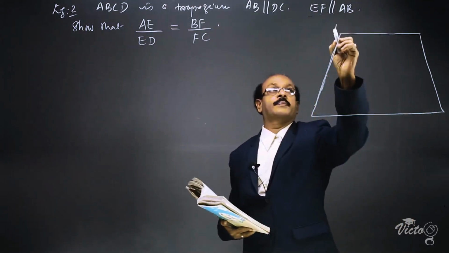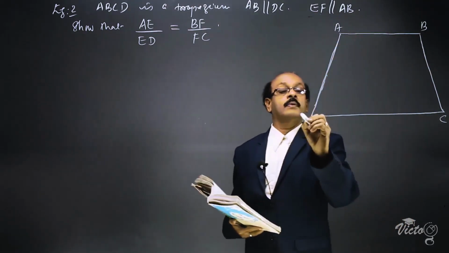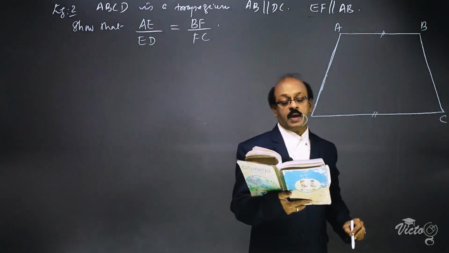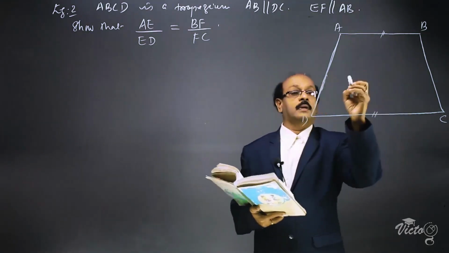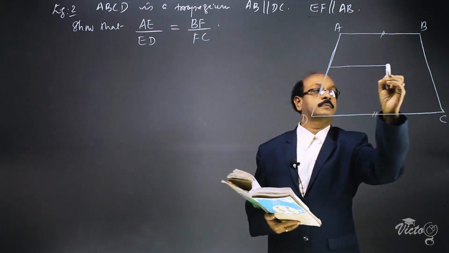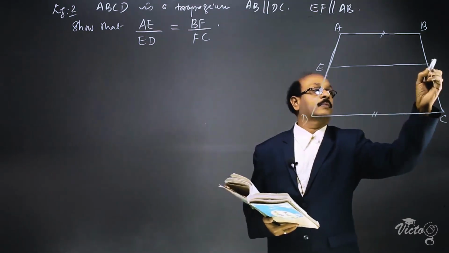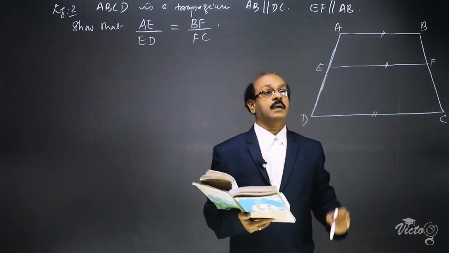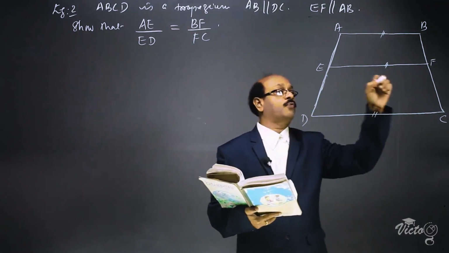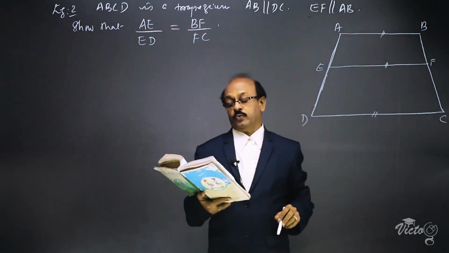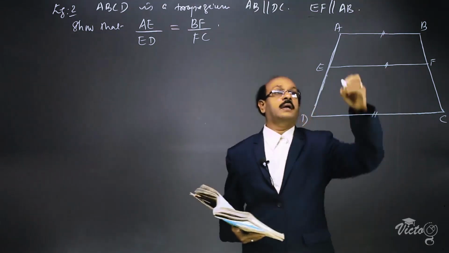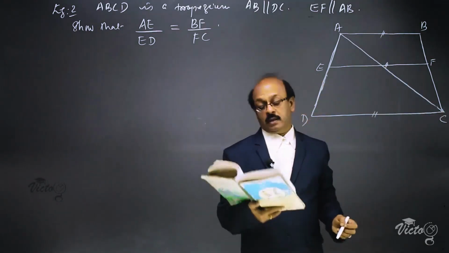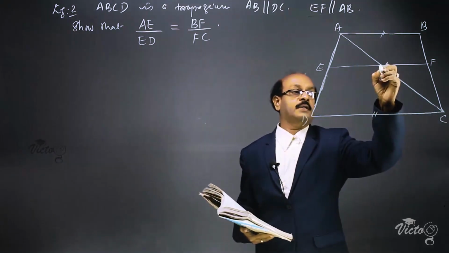The figure is trapezium ABCD. These two sides, AB and DC, are parallel. Now EF is parallel to AB. We have to show that AE by ED is equal to BF by FC. This is the thing which we have to prove. For that, we are joining the diagonal AC, and let it intersect EF at G.